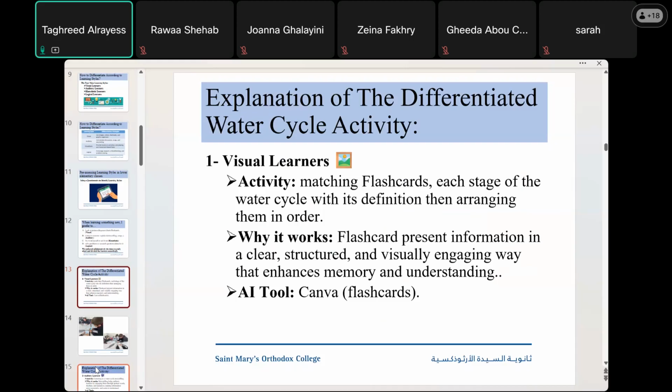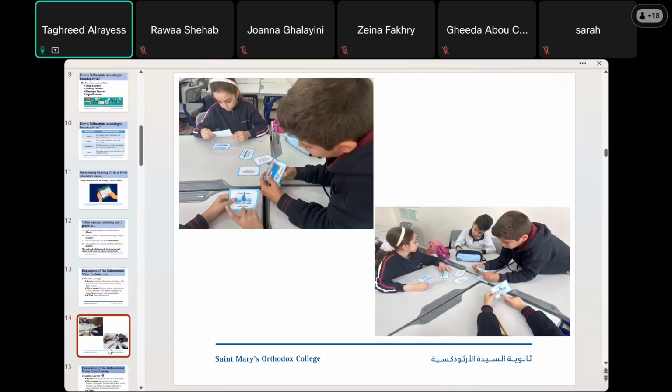The AI tool I used, Canva, someone mentioned it in the Mentimeter. It's free and very user-friendly. And it took me less than 20 minutes to prepare the whole activity. Here you can see our students matching the flashcards and arranging them in the correct sequence.